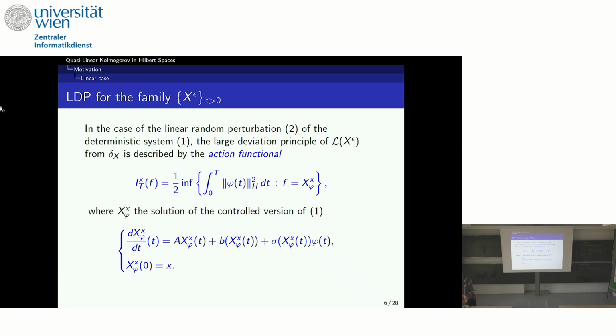So, in the case of the linear random perturbation, it is very well known that you have a large deviation principle under certain hypotheses on the coefficients, with respect to the law of the solution of the perturbed system from the trajectory of the unperturbed one. The action functional is given by the following infimum, where phi is the control that substitutes now the random perturbation, and you take the infimum over all the controls such that you can replicate your f through the solution of the following equation.